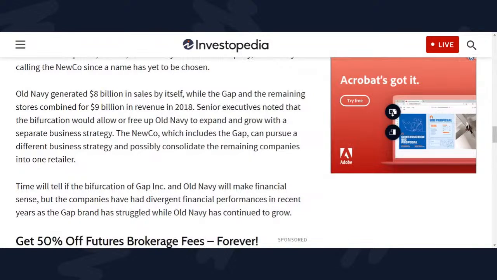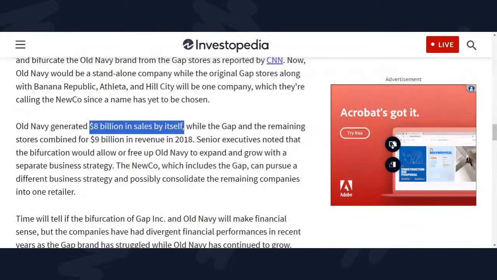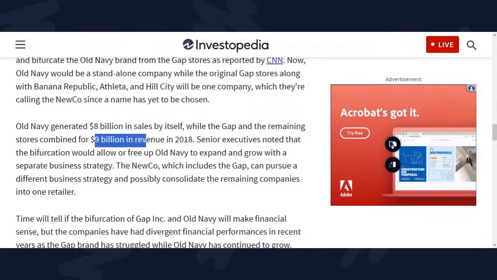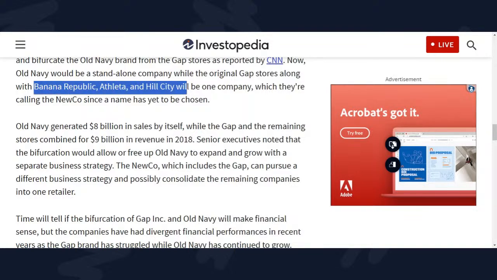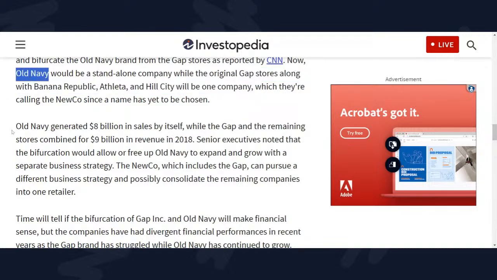Old Navy generated $8 billion in sales by itself. So the bifurcation shows that it was able to create a better profit, because now Old Navy generated $8 billion by itself, whereas the rest of the stores combined generated $9 billion. So you had 3 companies combined with Gap as one company that was actually 3 companies. When they split off Old Navy, which was the 4th company, it now became a standalone and pulled in almost half of the actual income.